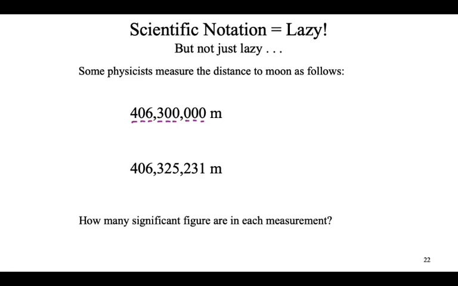If I want to report it out where I want that ones place to be at 0 for a foot, I have to put in a decimal point.